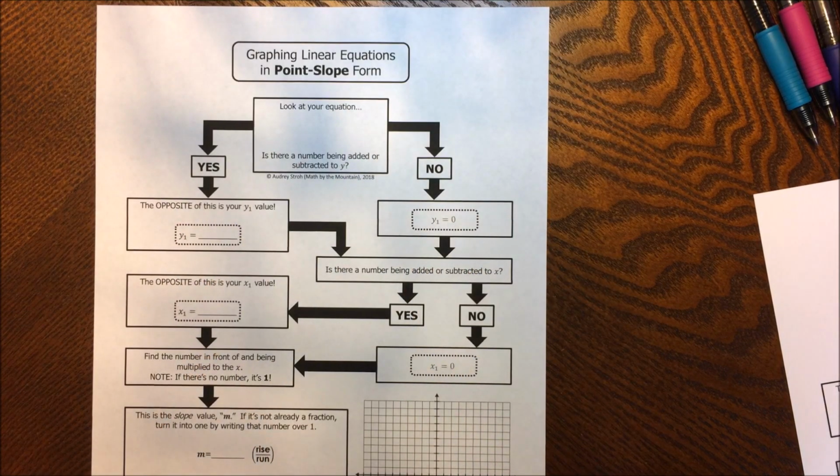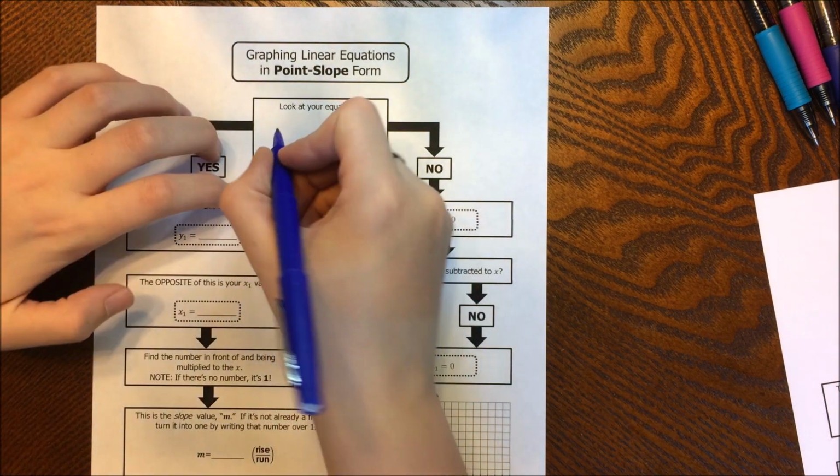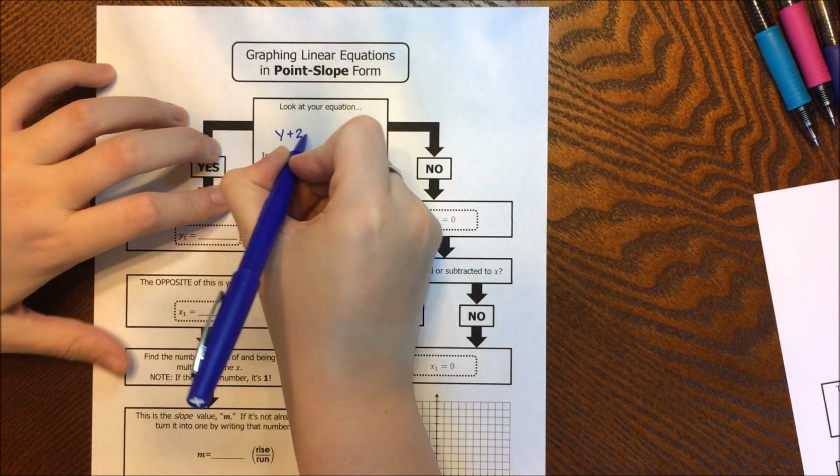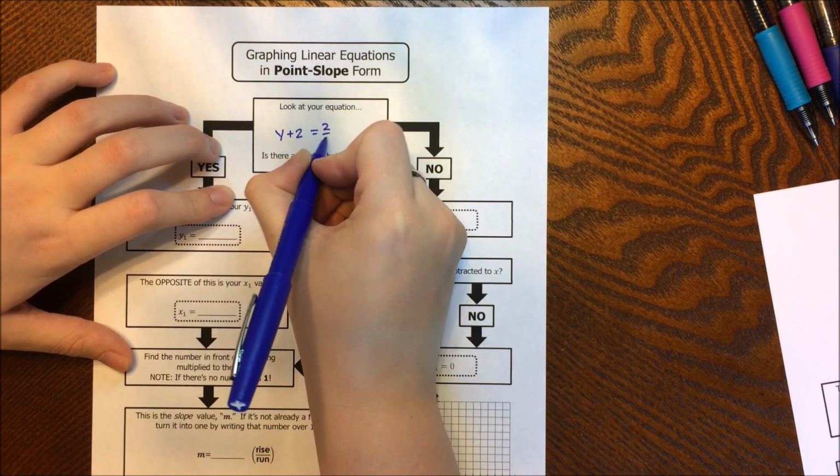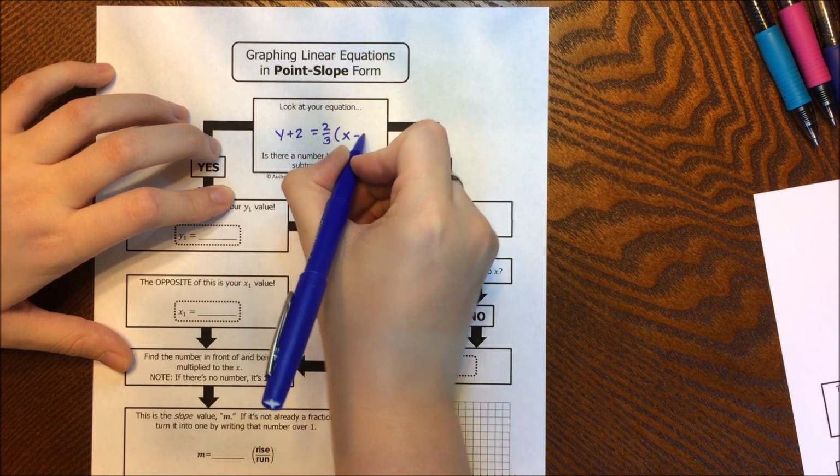Hi guys, so today I'm showing you a brand new flowchart that I made, and it's all about graphing lines in point slope form. So I'm going to walk you through how you could use this with your class. The first example that I'm going to do is y plus 2 is equal to 2/3 times x minus 4.